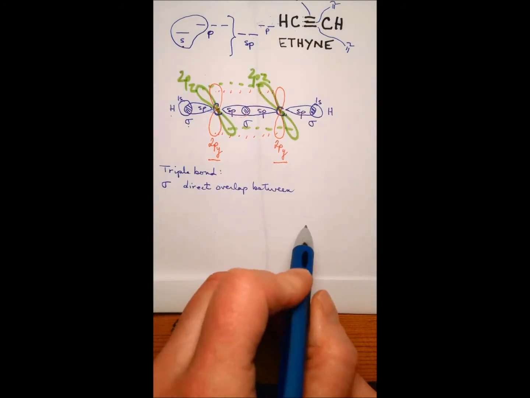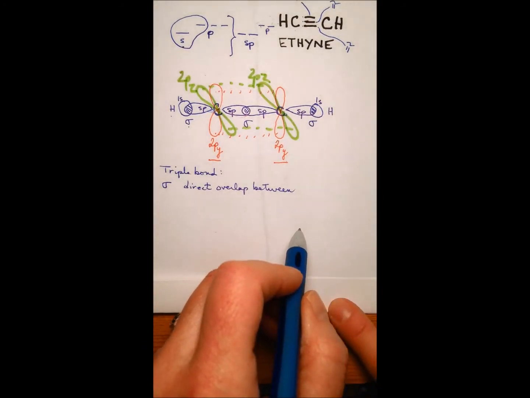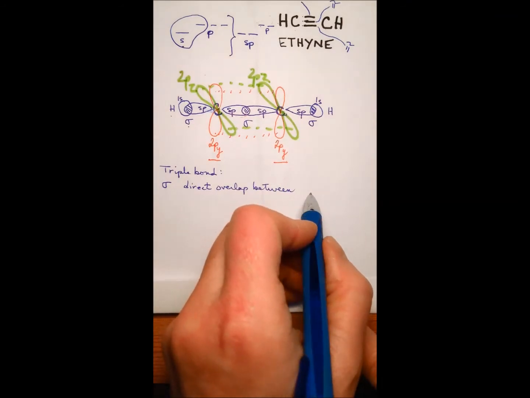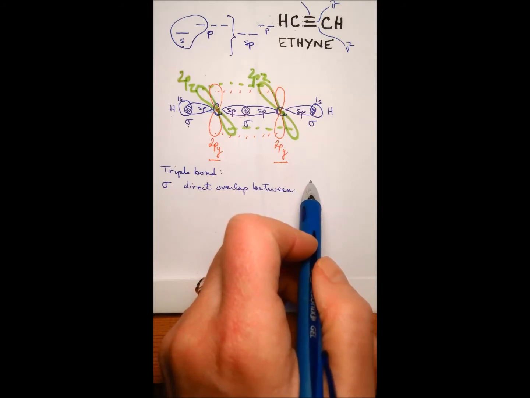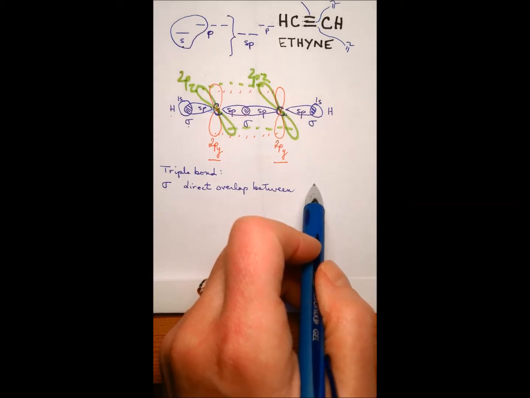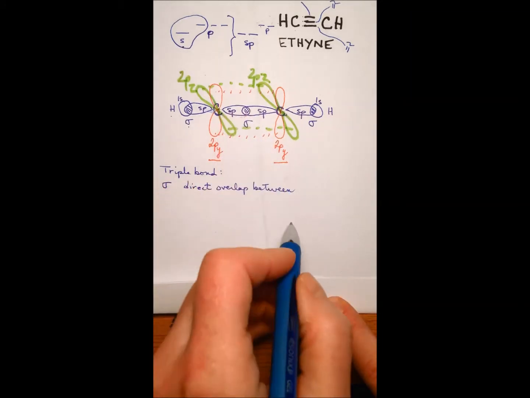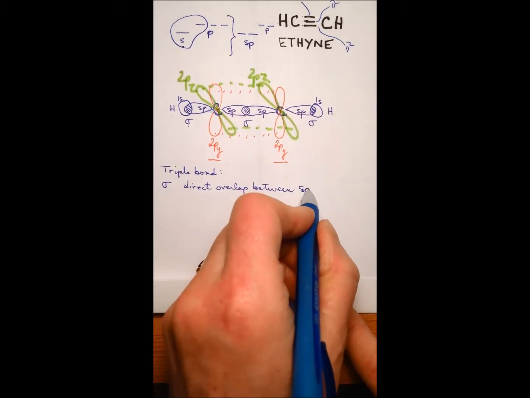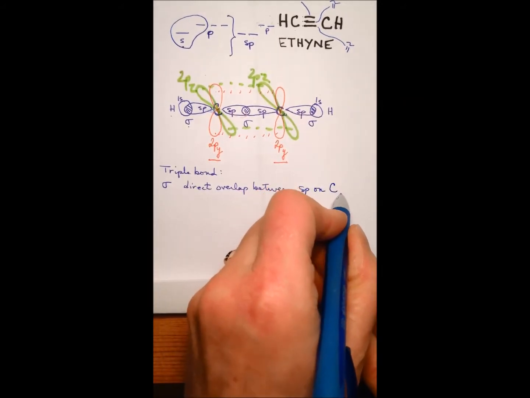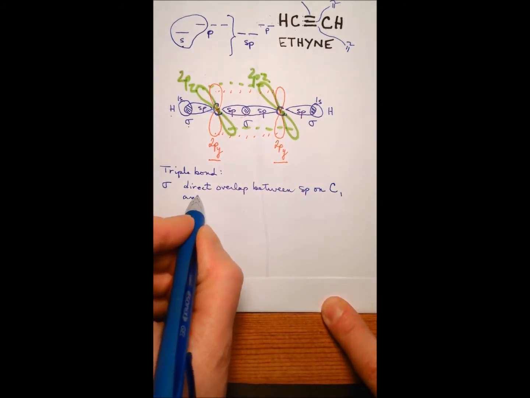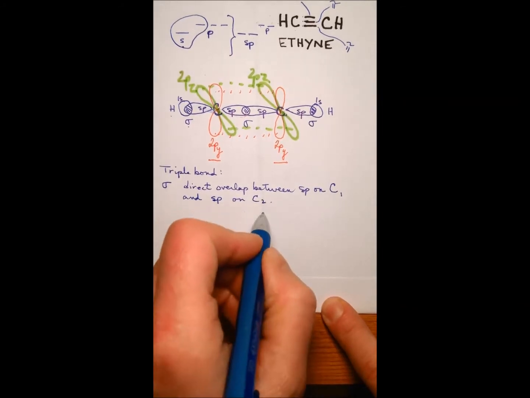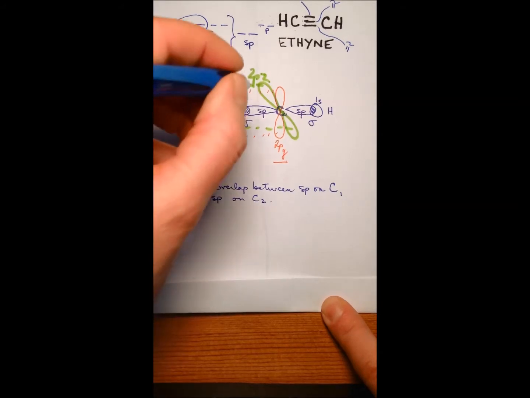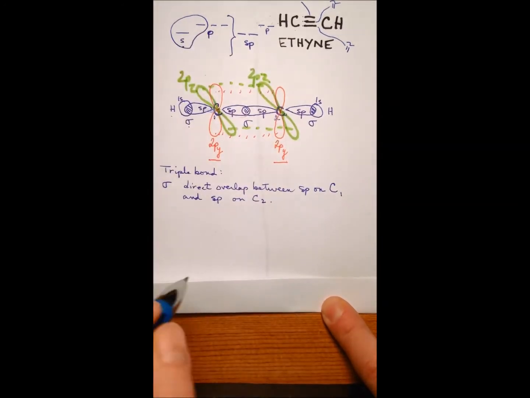I'm starting with the sigma component, which is a direct overlap between, think about it now, what is there a direct overlap between on these two carbons? The two carbons are hybridized. The hybrid orbitals are used not only to bond the C to the H, but the C's to each other. Right, so it's a direct overlap between the sp hybrid orbital on carbon number 1 and the sp hybrid orbital on carbon number 2. So if you want, we'll label them carbon 1 and carbon 2.